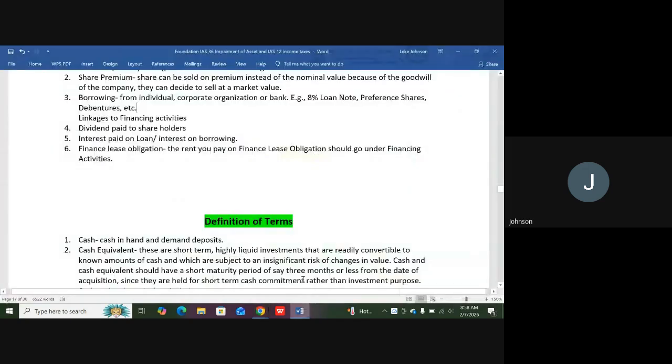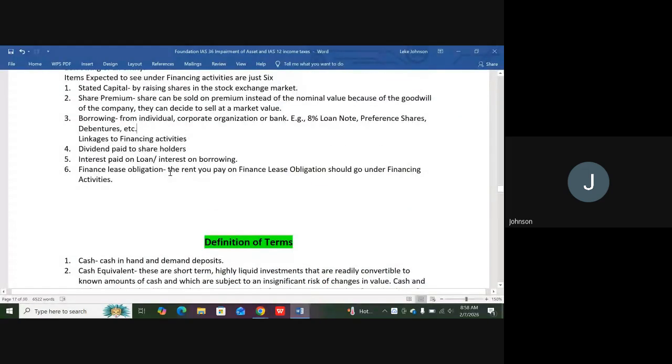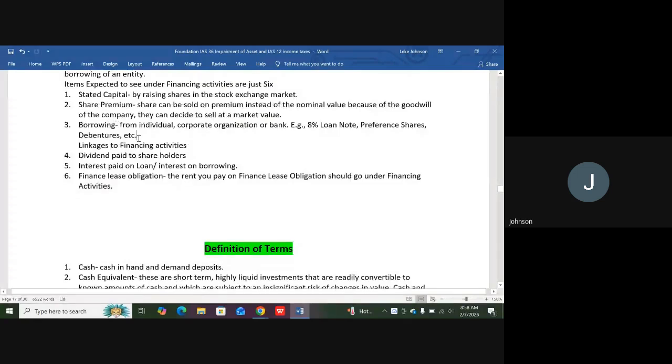So now let's move on. We are done with borrowing, right? How we are to raise funds. We've looked at borrowing. So you can borrow money from the venture.